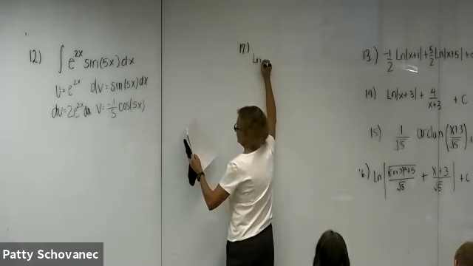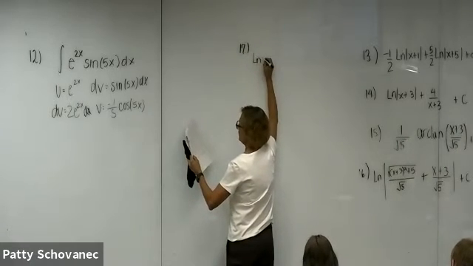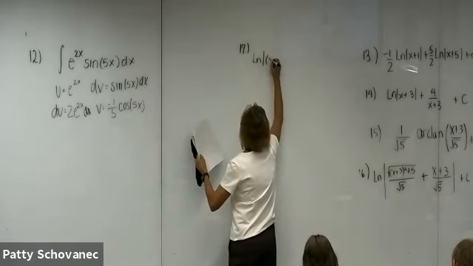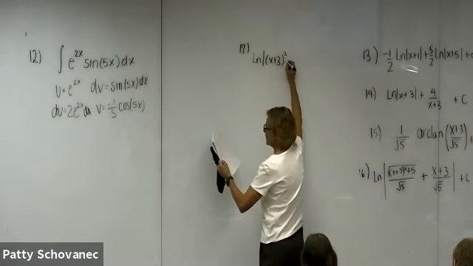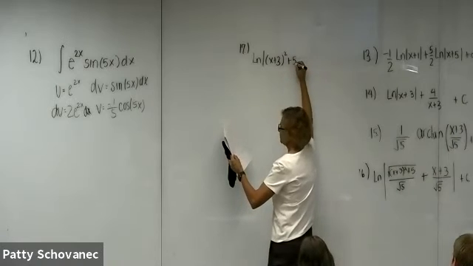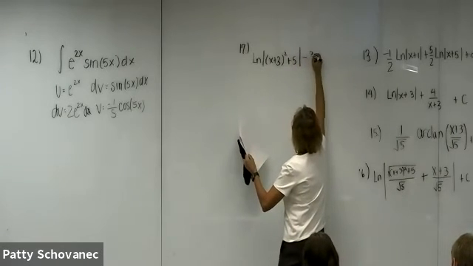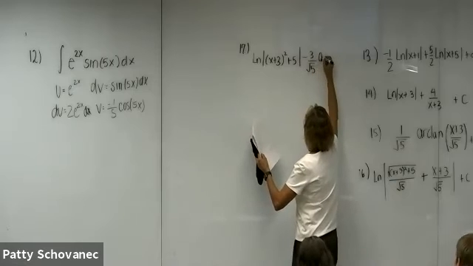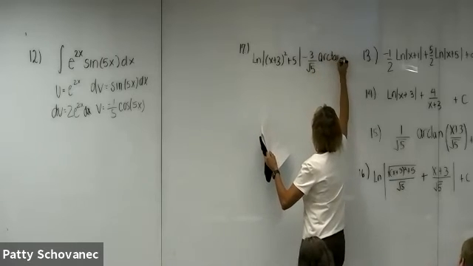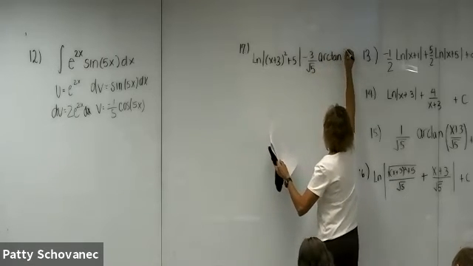Natural log of (x plus 3) squared plus 5. Seeing this x plus 3 squared in here tells me I must have completed the square to do this. And the arctangent would be the other integral, minus 3 over root 5, arctan of the x plus 3 over square root of 5.